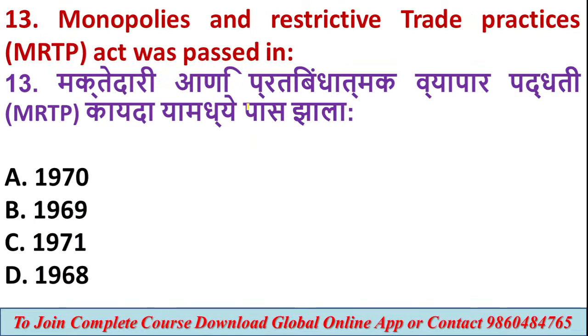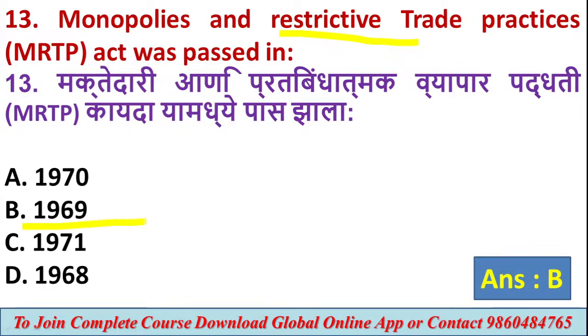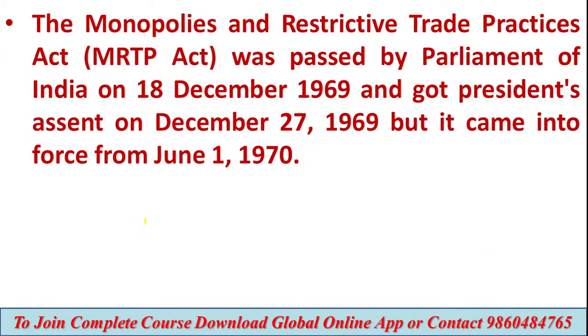Question number 13. Monopolies and Restrictive Trade Practices, that is MRTP Act, was passed in the year option A 1970, option B 1969, option C 1971, option D 1968. Yes, MRTP Act was passed in the year of 1969. Sorry, here the right answer is option B, 1969.